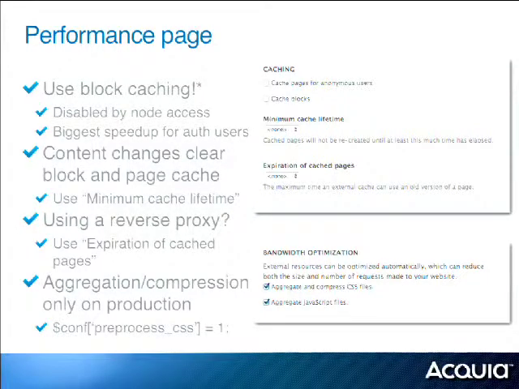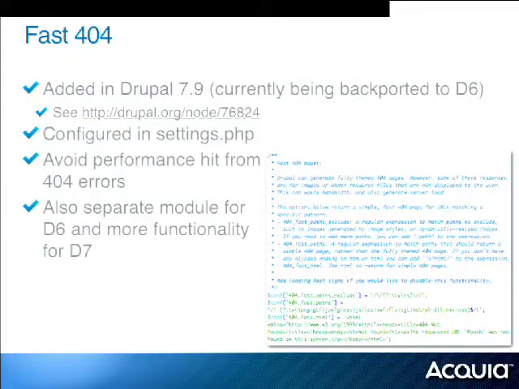And the last one, the bandwidth optimization, aggregating CSS and JavaScript. Again, developer focused: make sure that's on in production, off in your local environments. In your settings.php, you can control those really easily. So for CSS, you can just set up a conf variable in there right under your database settings and the rest of that. Fast 404 is another one.